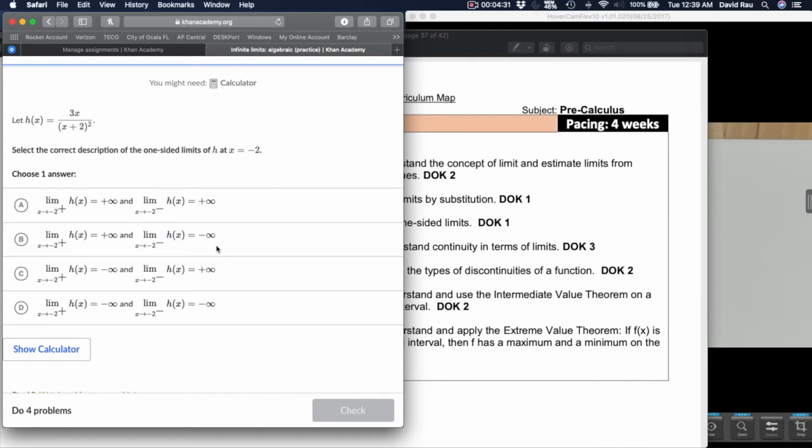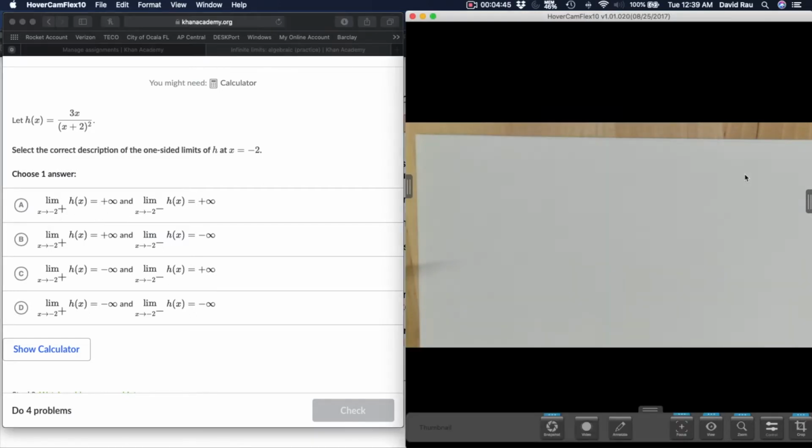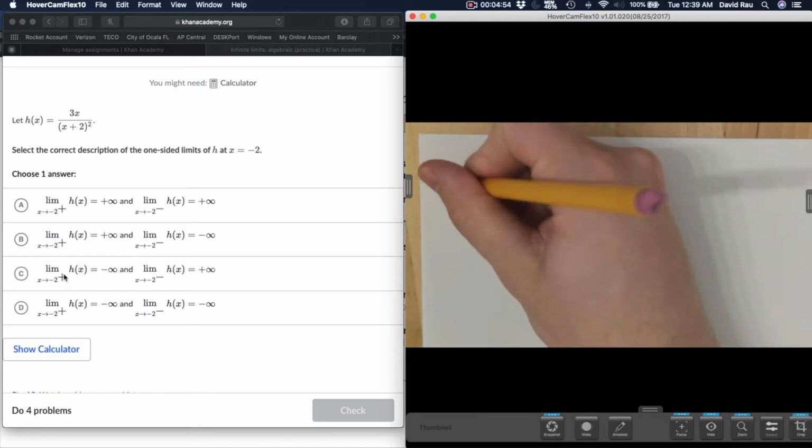If you're asked about the limit of negative 2 from the right and from the left, think either negative 2.001 or negative 1.999, because those are super, super close, or at least close enough to negative 2 to understand what's going on. So let's also just talk about this. All of these are saying negative 2 from the right. Now think about the number line for a second.